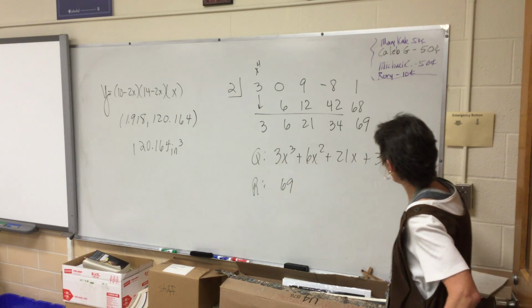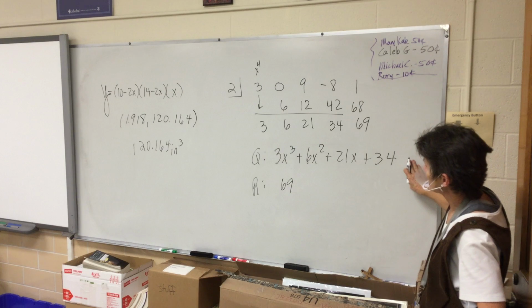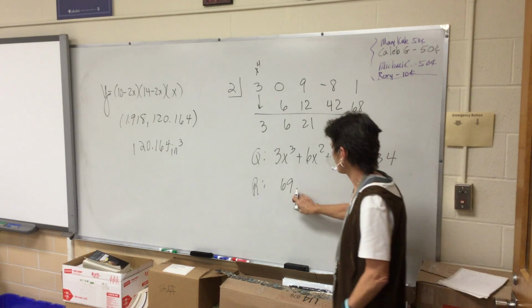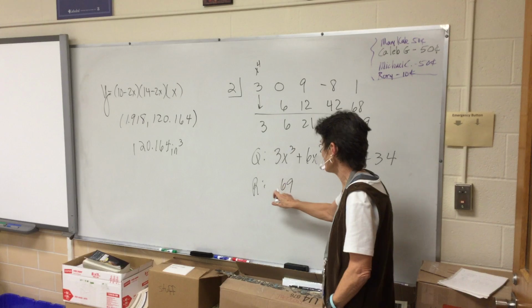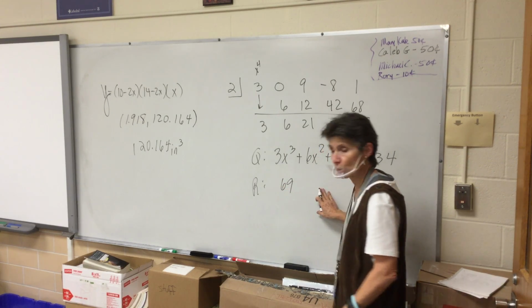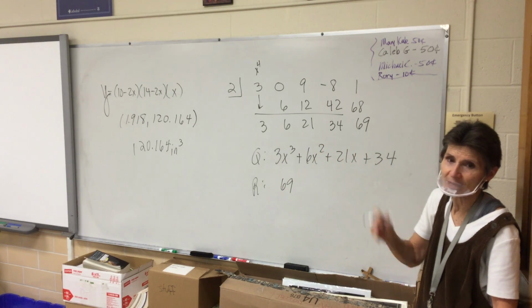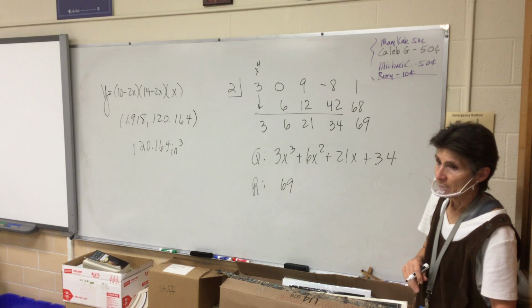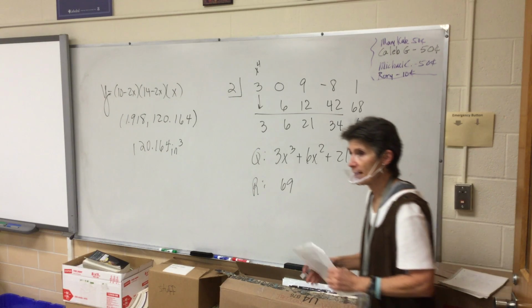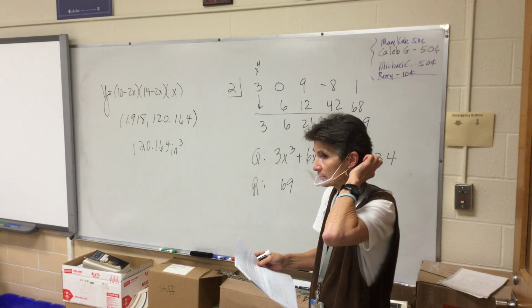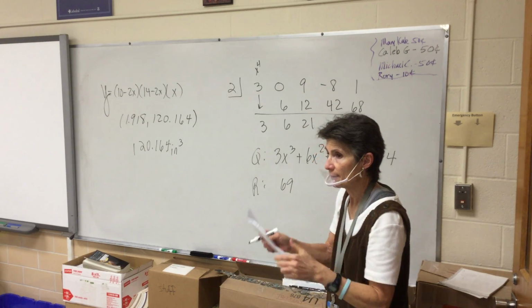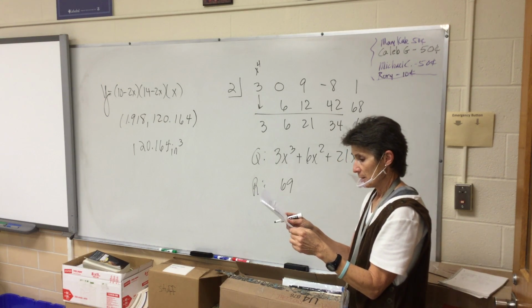If you're writing out the whole polynomial, you definitely have to put that over x minus 2. I don't care if it says what's the remainder, you can say 69, or you can say 69 over x minus 2. That's up to you. All right, Jacob, you okay with that? Yeah. Okay. All right. Anything else?